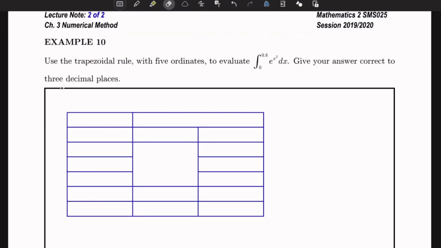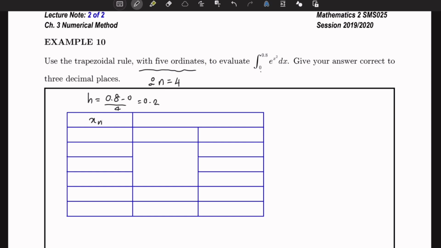Example 10. Use the trapezoidal rule with 5 ordinates to evaluate the integral of e to the power x squared dx from 0 to 0.8. Give your answer correct to 3 decimal places. So 5 ordinates, meaning n equal to 4. So h equals 0.8 minus 0 divided by 4. So we have 0.2.